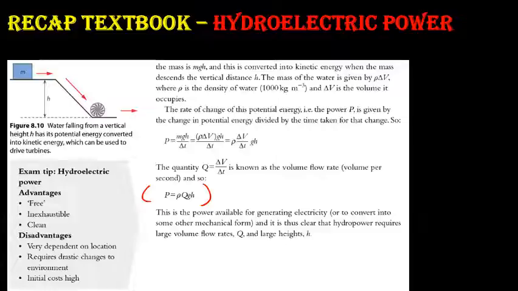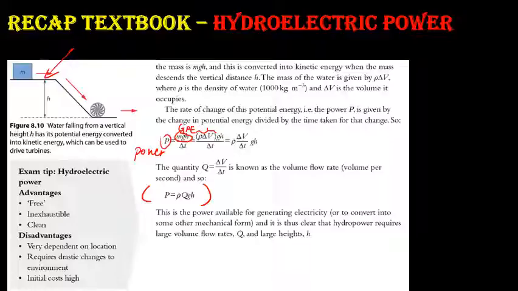Basically, P is the power, and power equals energy over time, right? So mgh is the GPE that you have at the top here, while t is the time difference. Then what you can do is change the mass into density times volume. I think it's pretty easy.